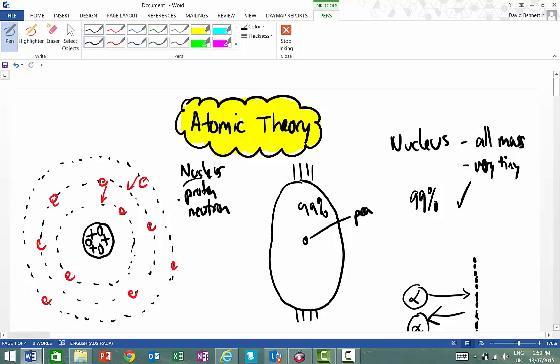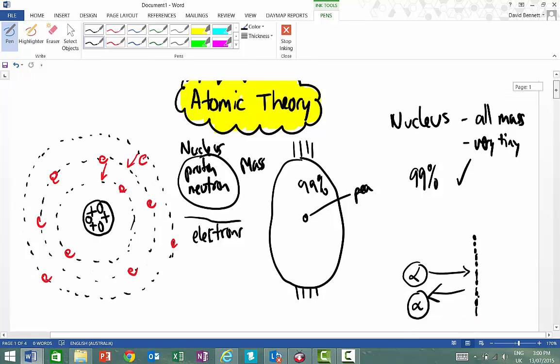Alright, so they've got all the mass associated with it. Electrons are very light compared to all of these things. They do have a little bit of mass, but it's negligible when you compare it to that. And obviously we have electrons. So that's the essential model that we need to work with in terms of the atom itself.